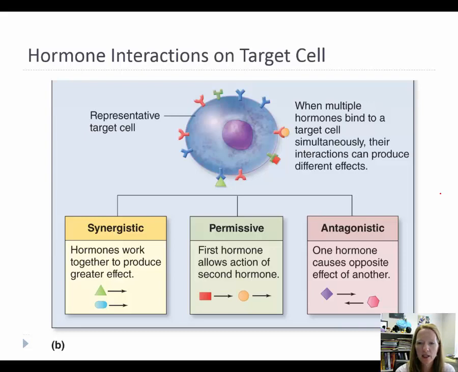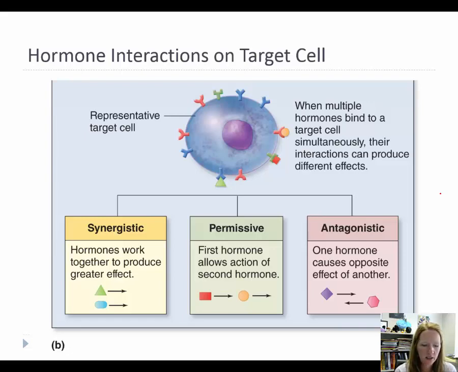Let's talk about the permissive example. This is where you have a first hormone that needs to work in order for the second one to work. A really good example is prolactin and oxytocin. Prolactin is responsible for milk production. Oxytocin is responsible for milk ejection. Well, you can't eject milk if you don't produce any milk, right? So that's a good example of permissive, where you have to have that first one to allow the second one to even do its job.